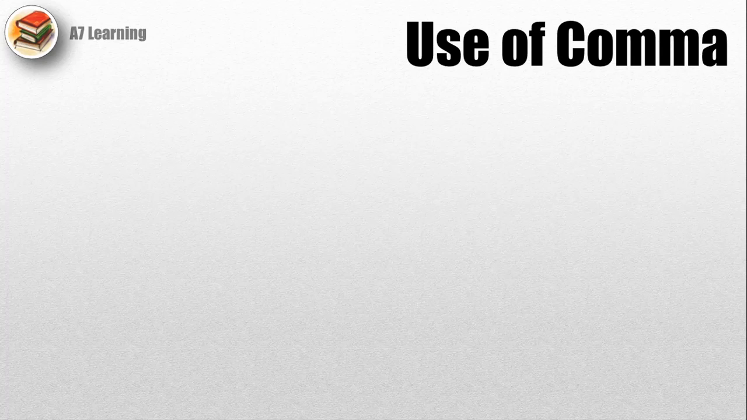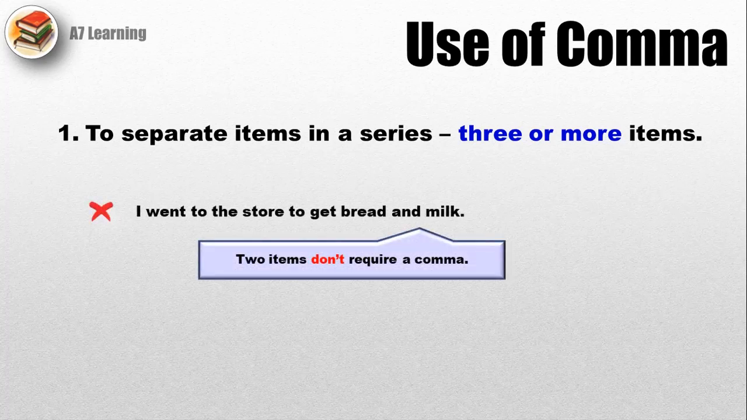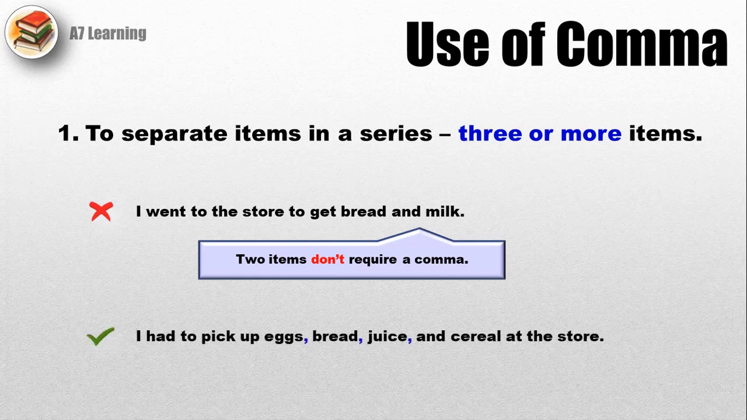So let's get out of the way some of the very basic ways that the comma is used that most people are already familiar with. So commas are used to separate items in a series where there are 3 or more items listed. That's pretty simple. Now, if you only have 2 items that you're listing, you don't use commas, you just use and. So if you were saying that you went to the store to get bread and milk, that's it. You don't need any commas there. Example, I had to pick up eggs, bread, juice, and cereal at the store.